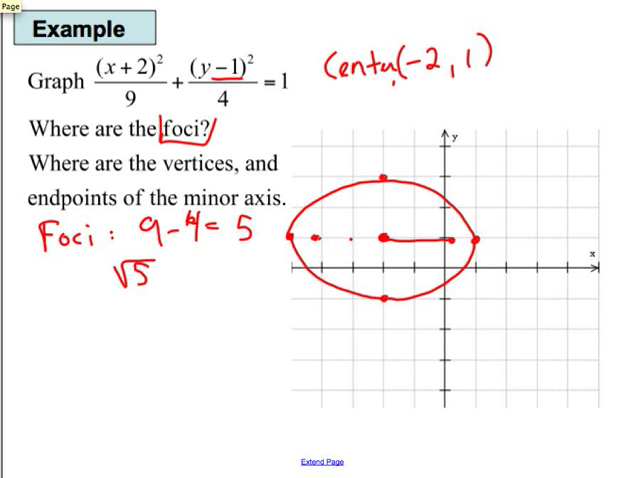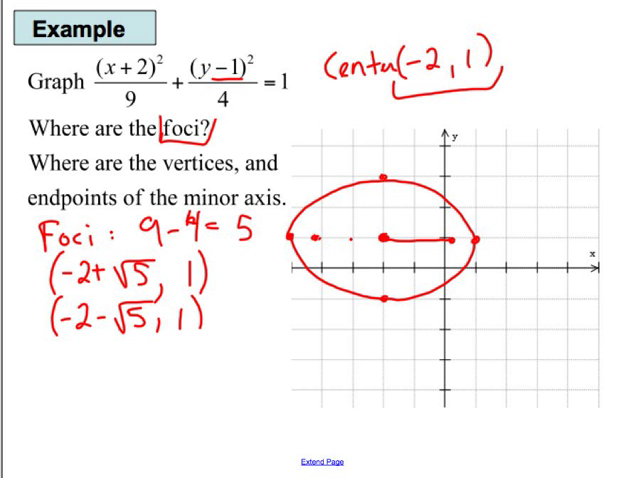I'm already at (-2, 1), so I'm going to shift that -2 by square root of 5 units to the right, and shift -2 by square root of 5 units to the left. Those are my two foci, because they're square root of 5 in both directions. If you wanted decimals to verify that this makes sense, plug in square root of 5 in your calculator. Make sure that this decimal fits what you see in your graph. They should fit with these points that you see here. Those are your foci.